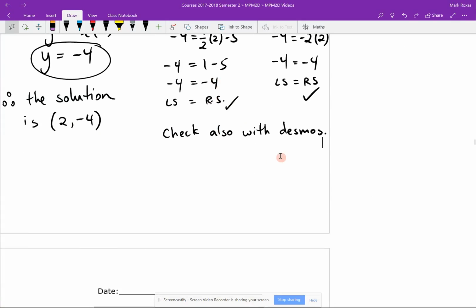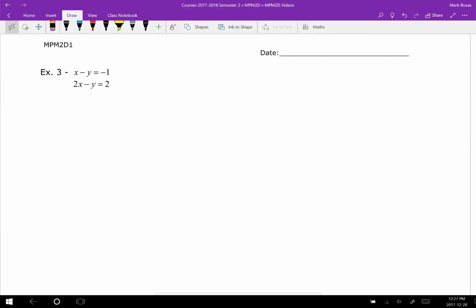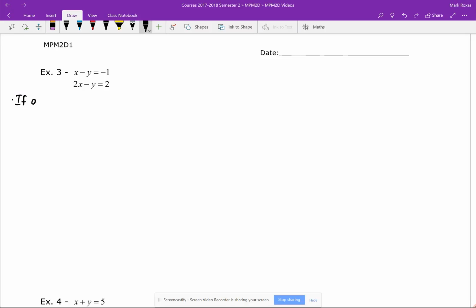Okay, let's have a look at another example. So x minus y equals negative 1, and 2x minus y equals 2. So here's the thing. The equations now don't have an isolated variable. Okay, I have to work now on isolating the variables. So let's say here, if one variable is not already isolated, you have to rearrange. So rearrange 1 or 2. Okay.